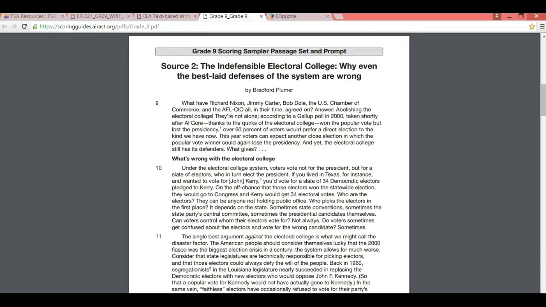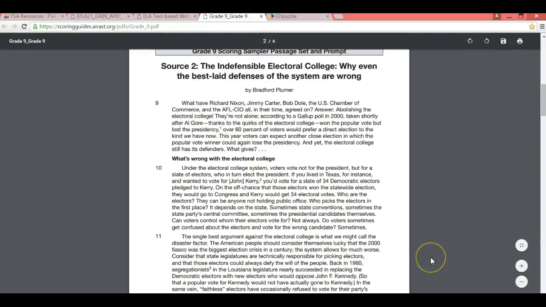We'll stop here, and then when we come back, we'll read the second article.